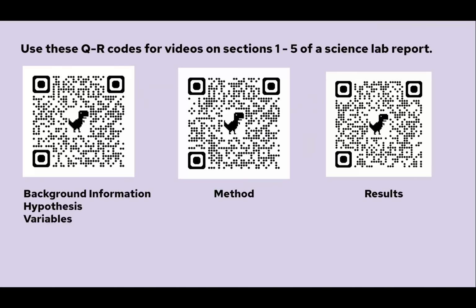The conclusion comes from a series of videos that I've done on how to write a science lab report. If you haven't seen the previous ones, I highly suggest that you look at them first. We have 3 previous videos. The first one is on background information, hypothesis, and variables. Next is the method, and then the third one is the results. You can use the QR codes to access those.